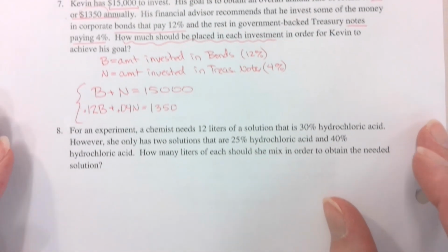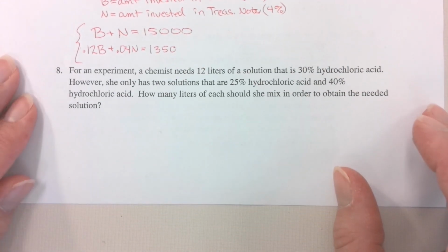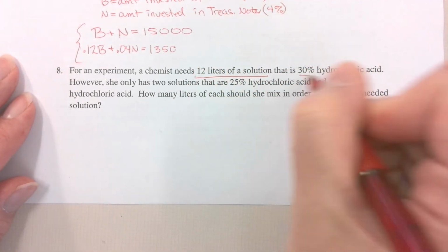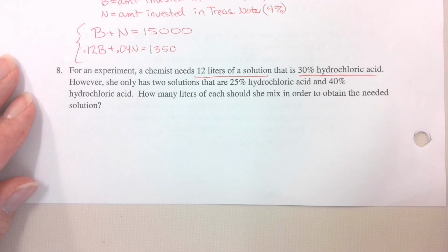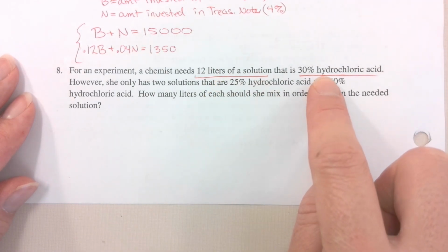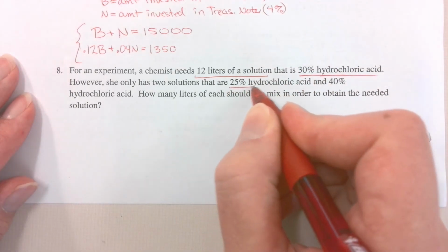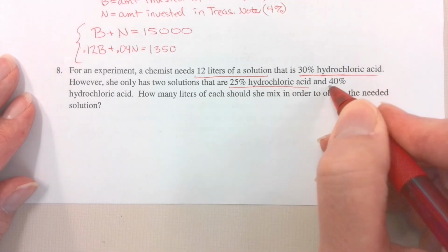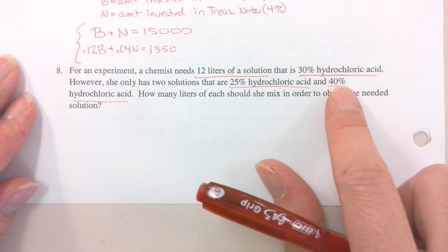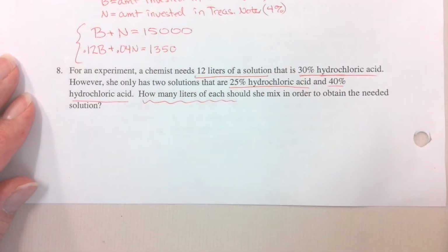All right, we have one more problem here, and this problem is very similar to number 7. So we need a total of 12 liters of solution, and we want that to be a 30% mix. All right, so 12 liters at 30% is what we want in our final container. They have two solutions that we have to mix to get there. We have one that's a 25% acid and one that's 40% acid. So this one is too weak and this one is too strong. All right, so the question here is how many liters of each should she mix?